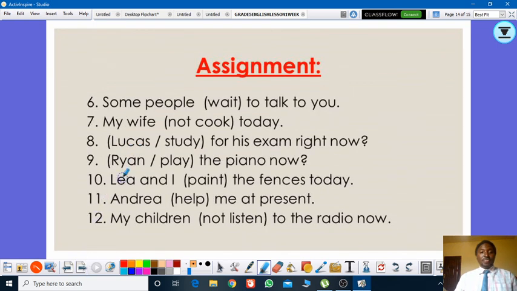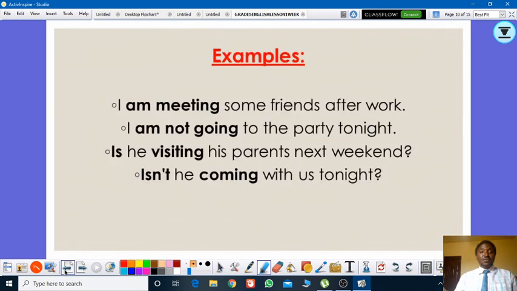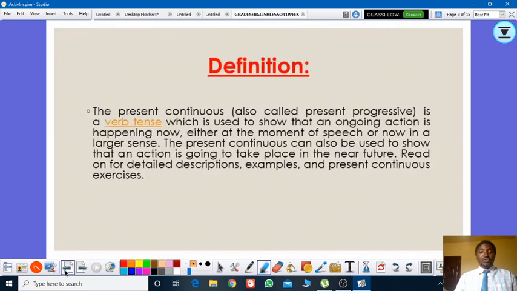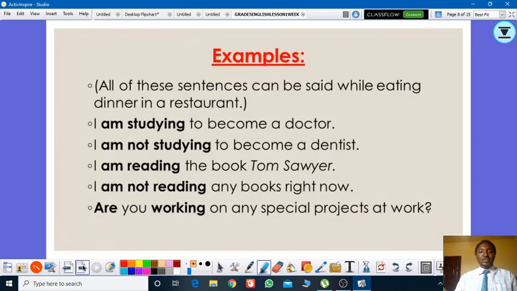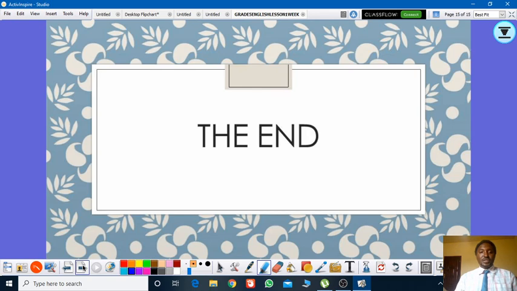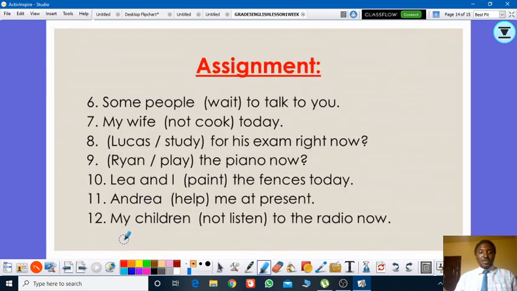So carefully complete the assignment, do it in your books. For marking, do it as carefully as possible. Ensure that you use the form that we have learned. The form is you use am, is, are with the present participle, or a verb that has ing, like in the examples that we have done. So thank you again.